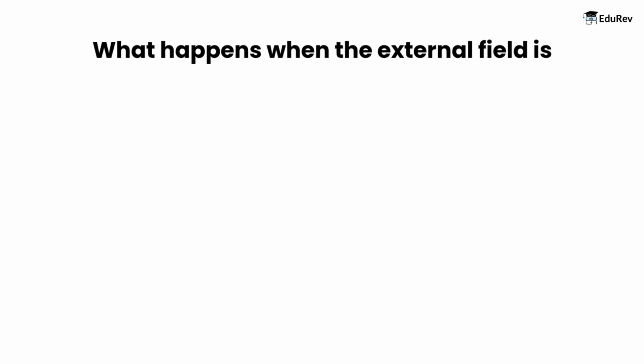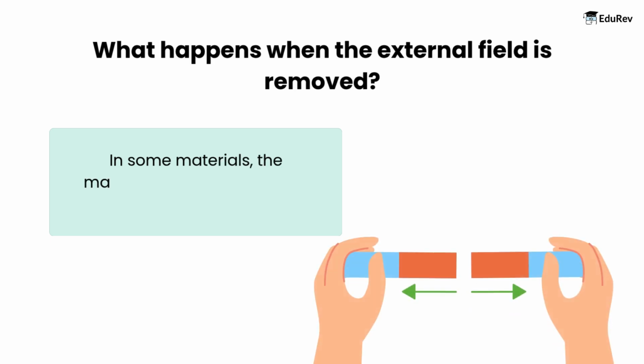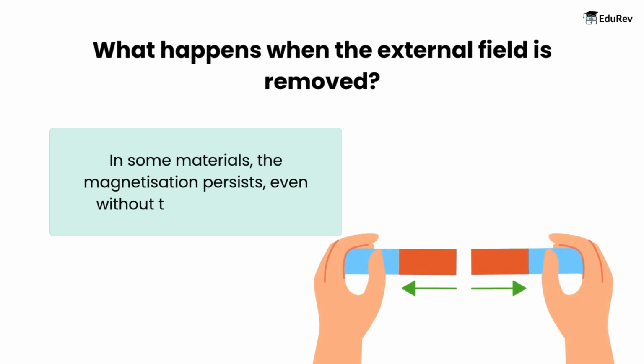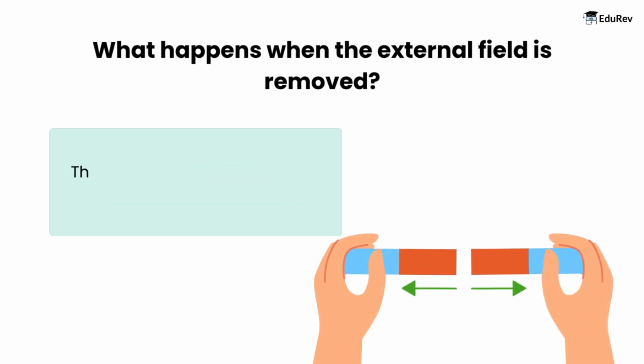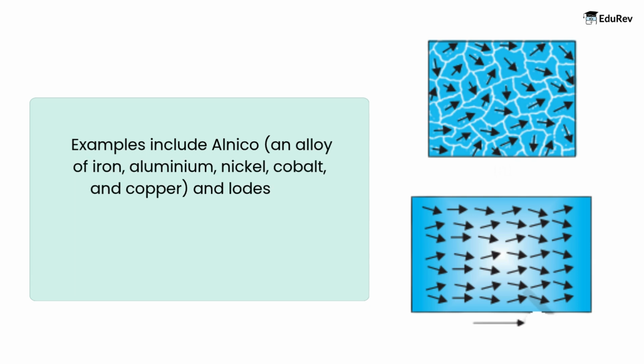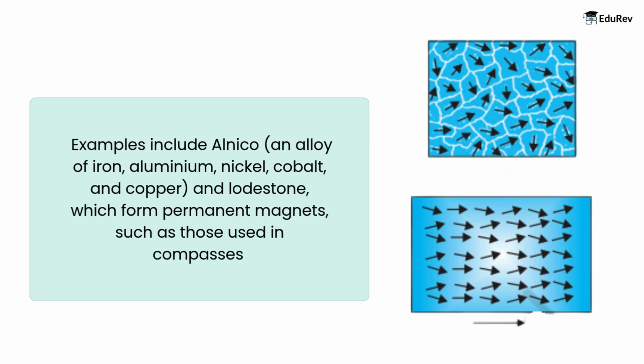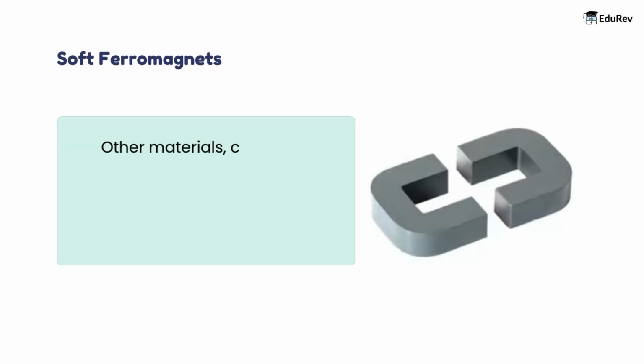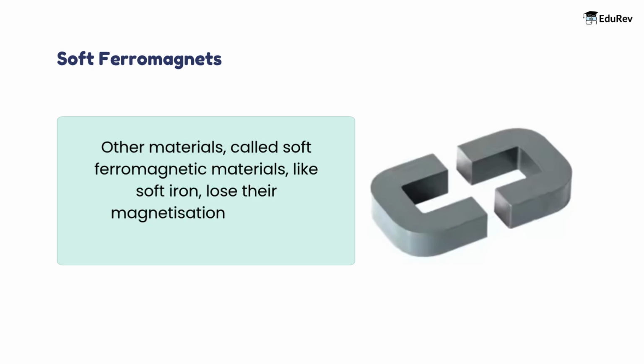Now, what happens when the external field is removed? In some materials, the magnetization persists, even without the external field. These are called hard magnetic materials or hard ferromagnets. Examples include alnico, an alloy of iron, aluminium, nickel, cobalt, and copper, and lodestone, which form permanent magnets, such as those used in compasses. Other materials, called soft ferromagnetic materials, like soft iron, lose their magnetization when the external field is removed.